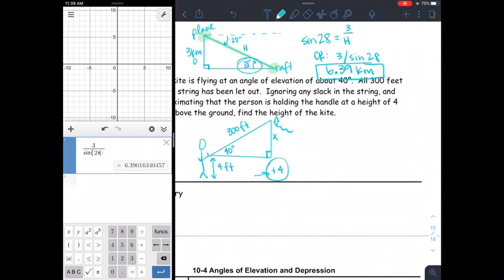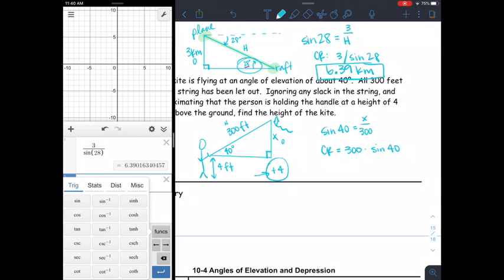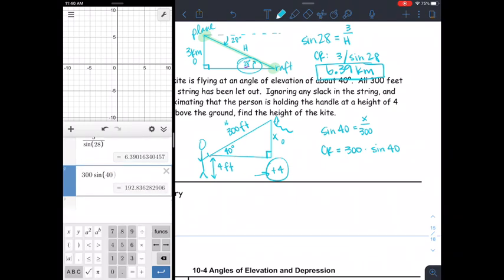So in reference to the 40, I have the opposite and the hypotenuse, so I'm going to use sine. Sine of my 40-degree angle is equal to the opposite, x, over the hypotenuse, 300. To get that calculator ready, I'm going to do 300 times the sine of 40. So that is 192.8.